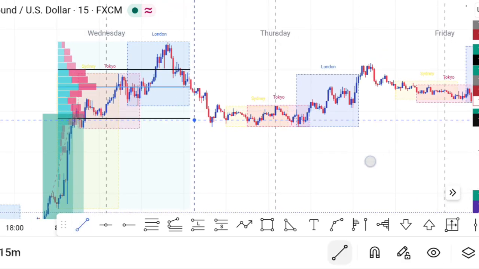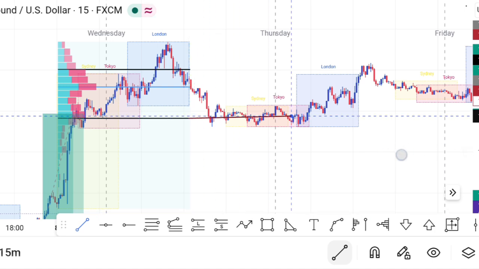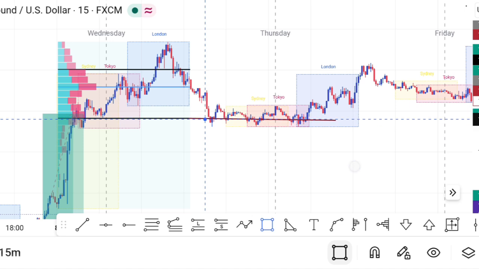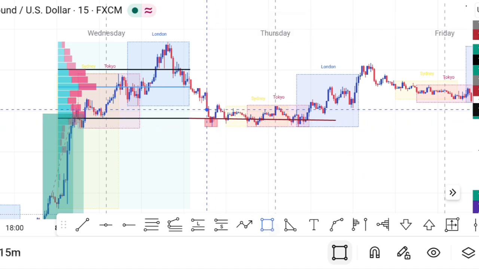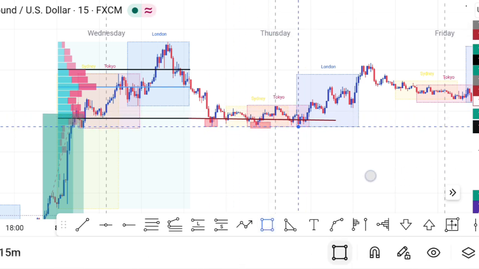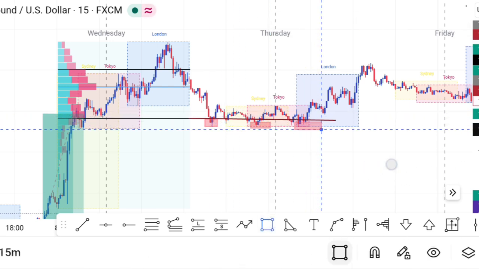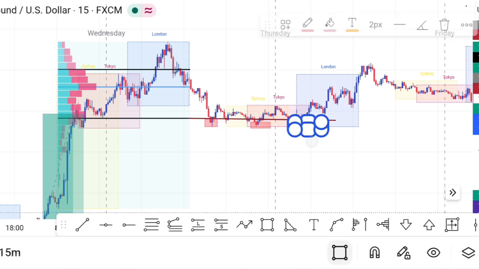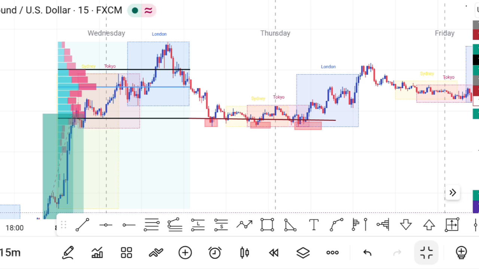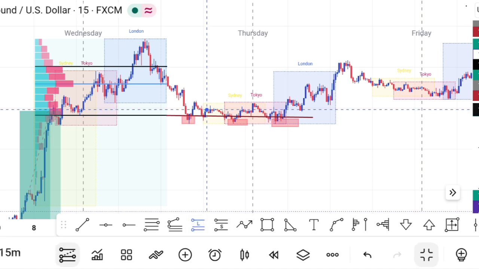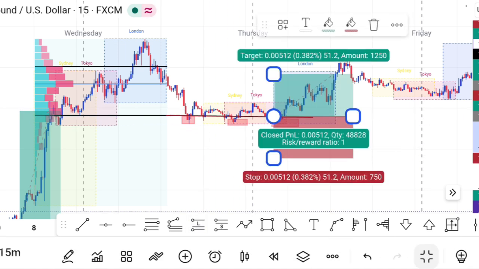Then the interesting part happened. The market made wonders. It touched my zone thrice. The first one, the second one, and the third. So either way, if I was going to buy here or here, I would still get the same reward, because the market respected those zones, because those zones are very powerful.